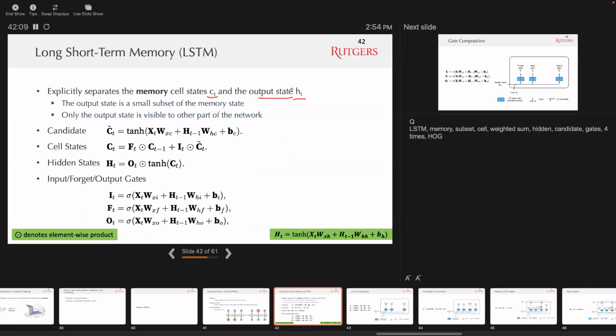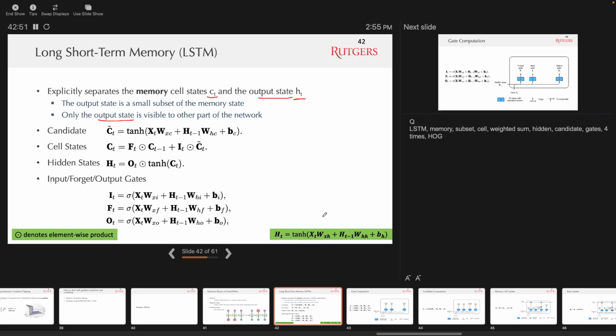And the output state contains only the part of the history that's relevant to predict the current value. So this is the output state. It kind of separates long and short-term memory. You can think of C as long-term memory and H as something like a short-term memory. So this output state is a small subset of the memory state. And now only the output state is going to be visible to other parts of the network. So the cell state is like the internal long-term memory.